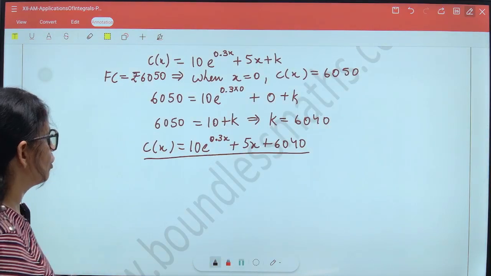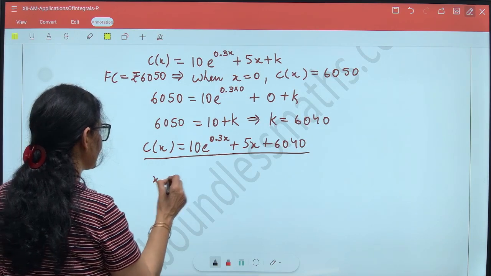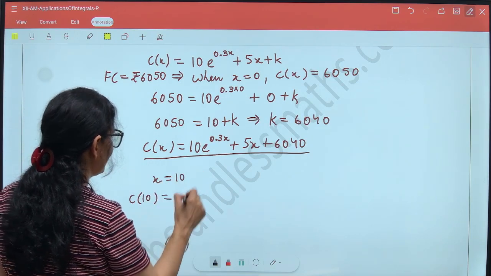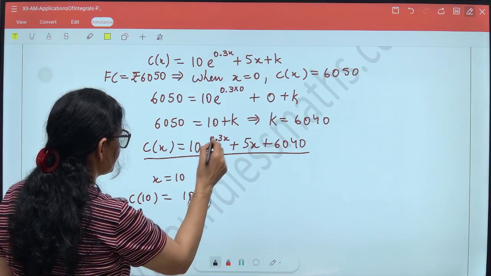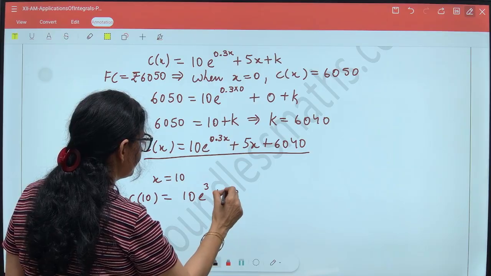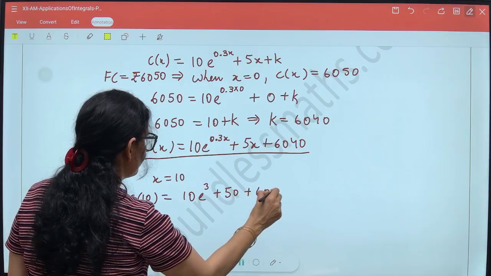So when we have the cost function, we just need to put x as 10. So let's find the value of this cost function when x is 10. So it becomes e raised to power 3 plus 5 into 10 is 50 and then 6040.